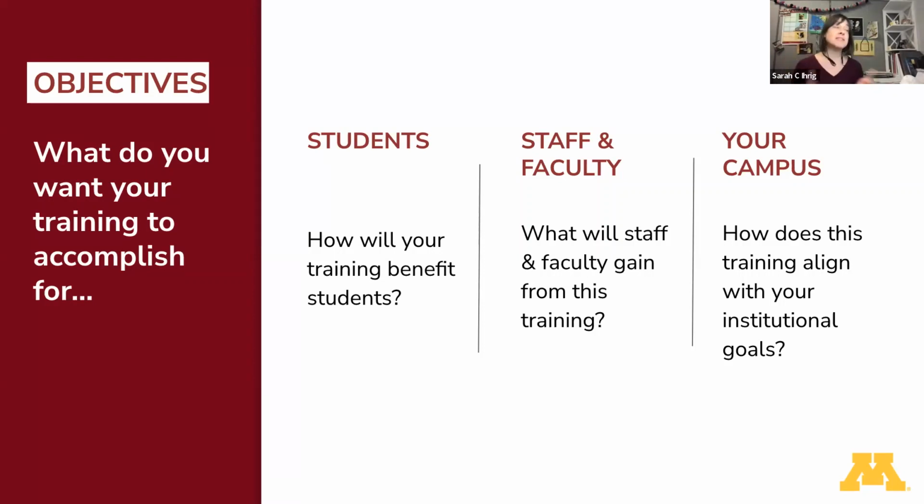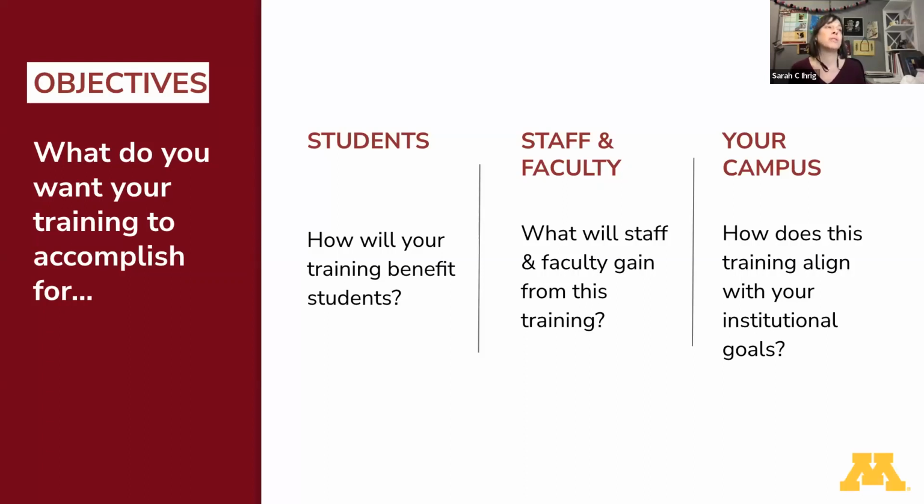All right. So the next piece of training that I want to make sure I touch on here is your objectives. And again, I know some of this might seem really obvious, but I think it's really important to think about how your training is going to benefit students. What is really the outcome for students that you want? And then staff and faculty, the people who attend your training, what are they going to be able to know and do as a result of attending this training?